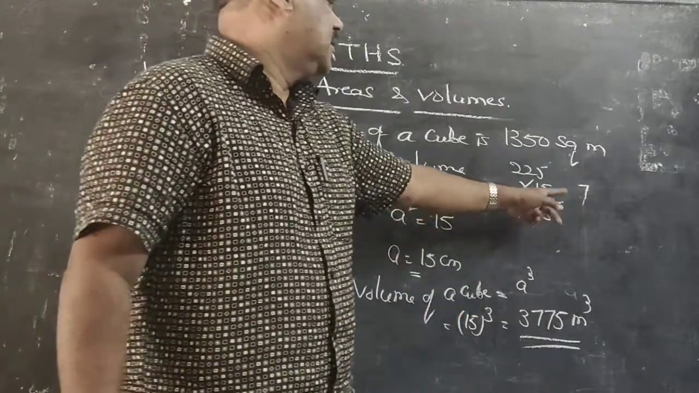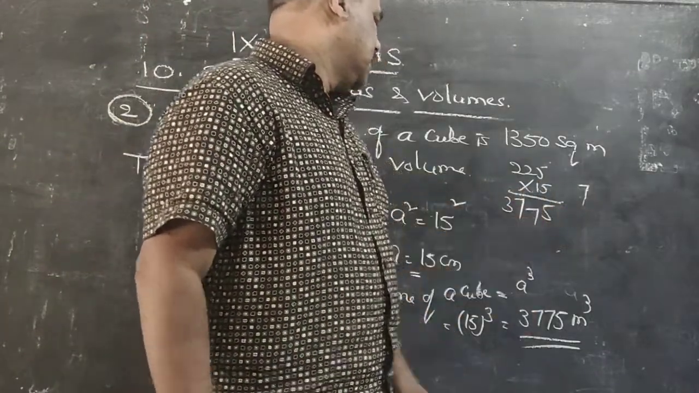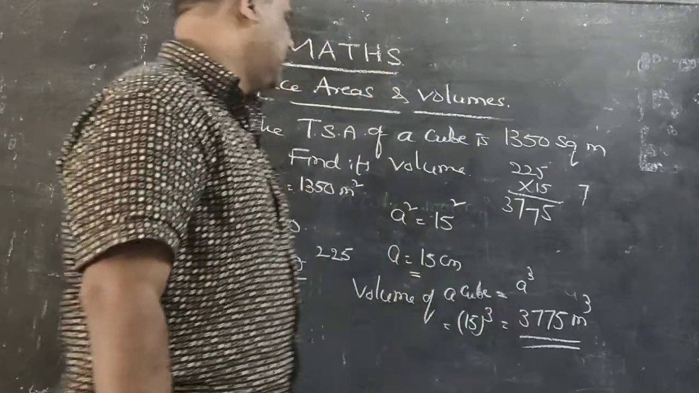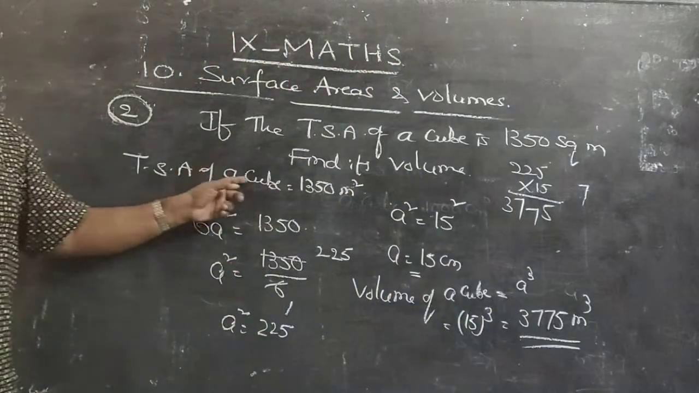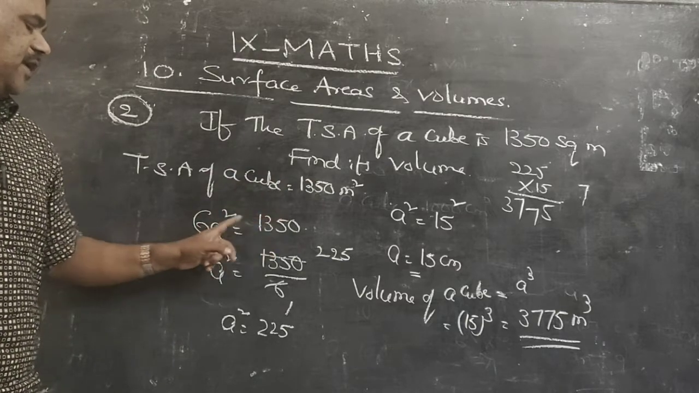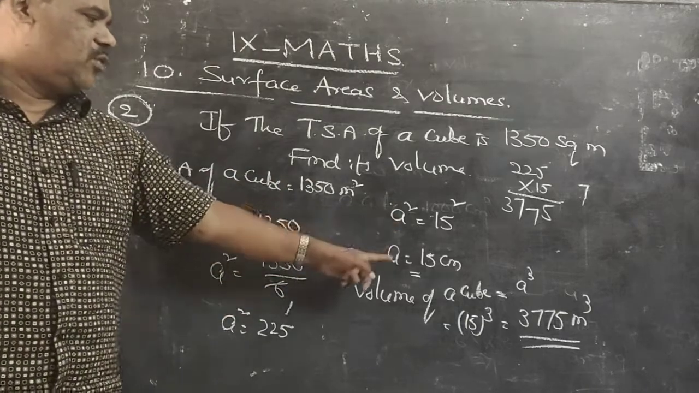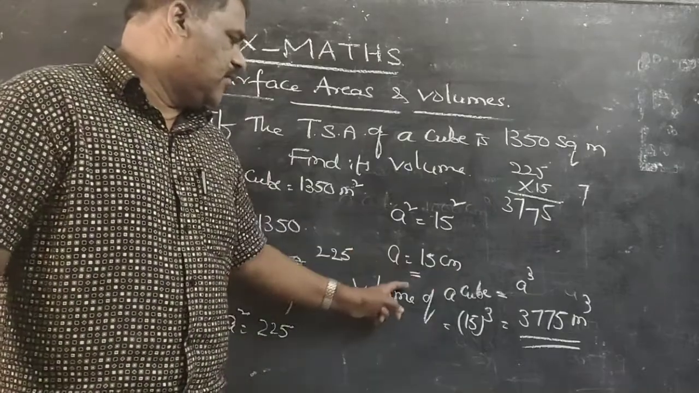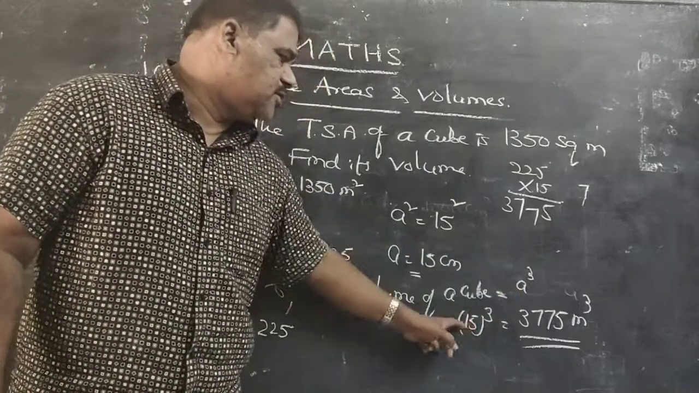So here, 3375. So first total surface area of the cube is given. So 6a square is equal to 1350. Using that you will get a value. After getting a value, volume of a cube is a cube. So you will get the answer.